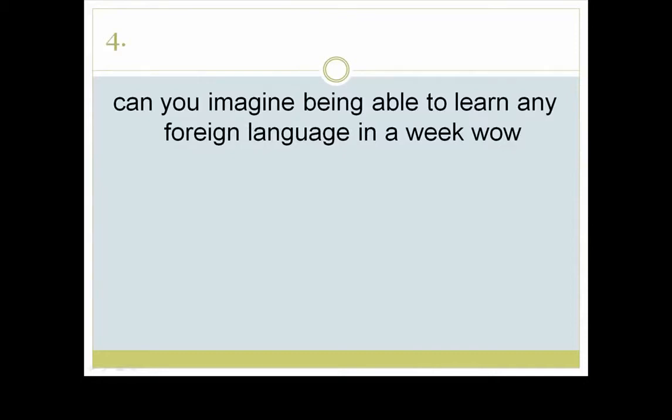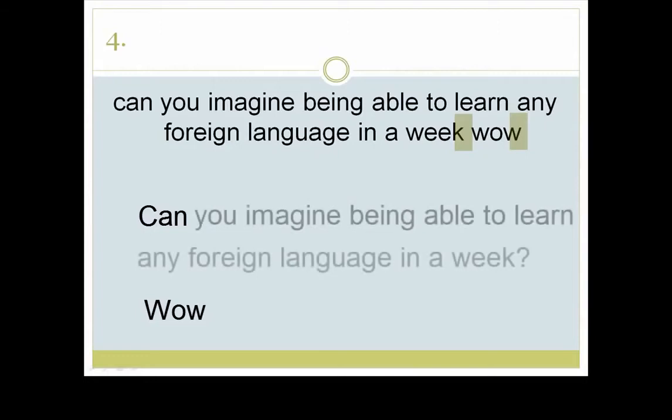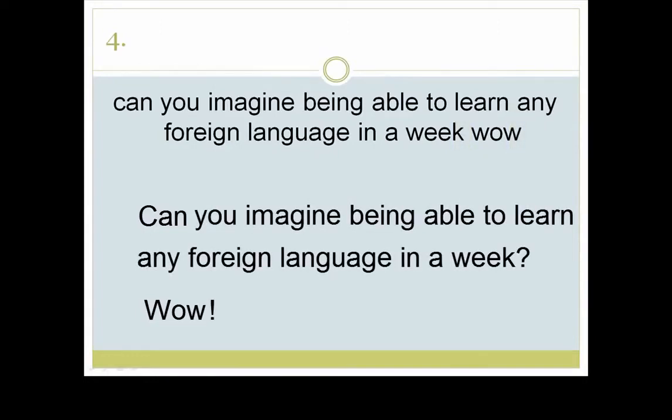4. How many complete thoughts did you see? Hopefully 2. Each will start with a capital letter. The first is a question. We'll need a question mark. And the last word, wow, expresses strong emotion. What punctuation mark should we use then? An exclamation point. Can you imagine being able to learn any foreign language in a week? Wow!